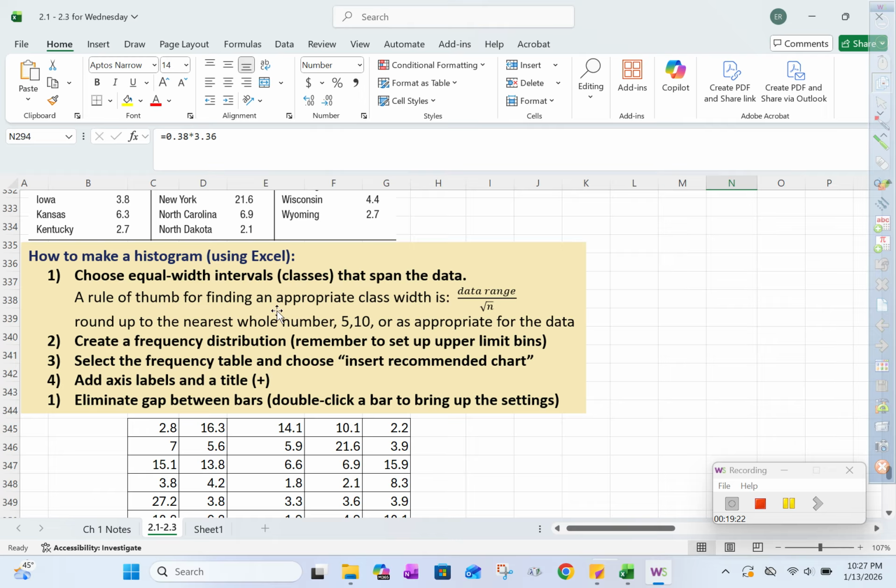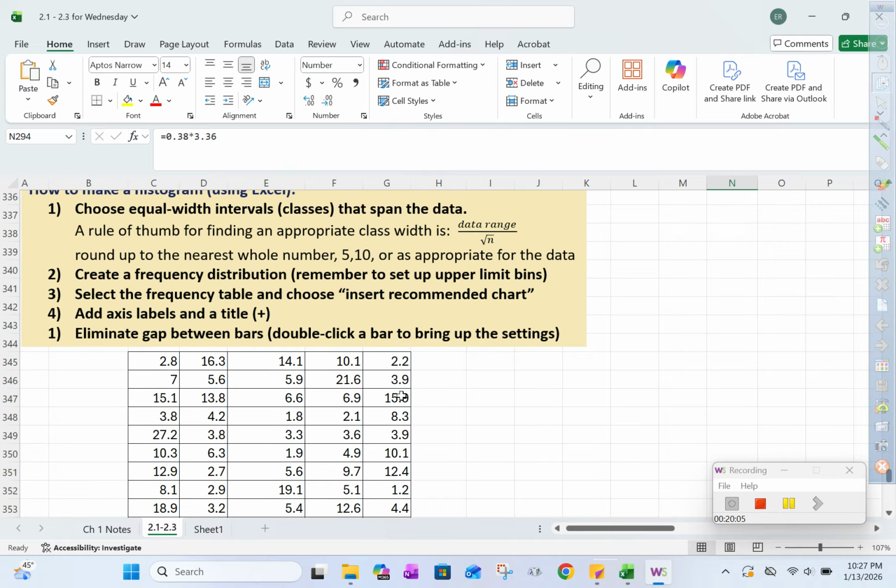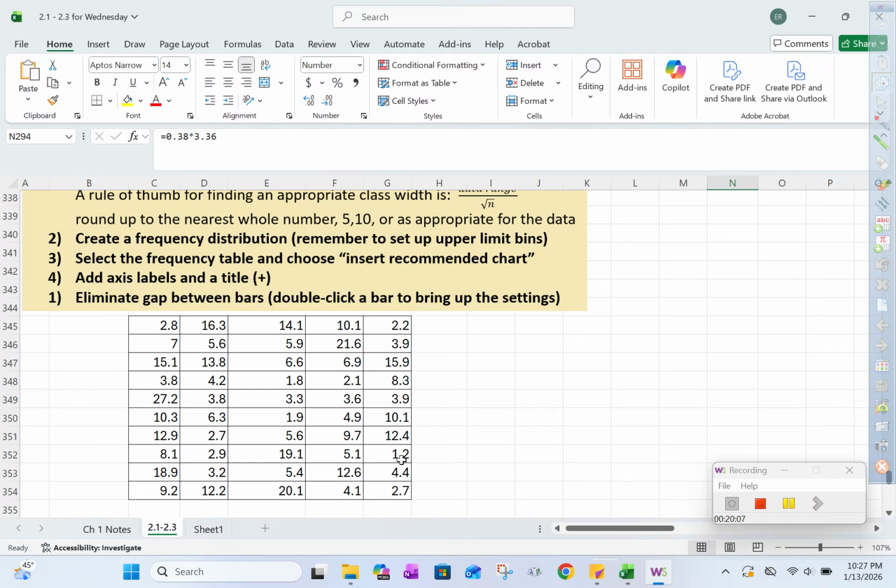Okay, we're going to round it to the nearest whole number, the nearest 5, 10, or like we did last time, the nearest 100. It depends on what our data looks like. So what we're going to do is start with that. I retyped this data so you wouldn't have to. Yay, you. Okay, and we're going to find the range, which means we need the minimum and the maximum.